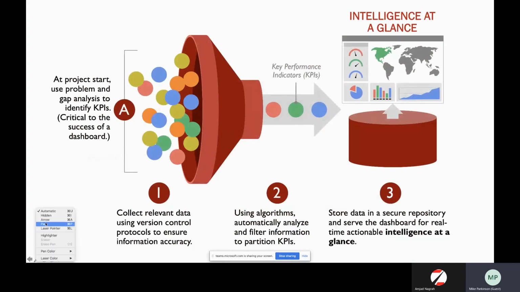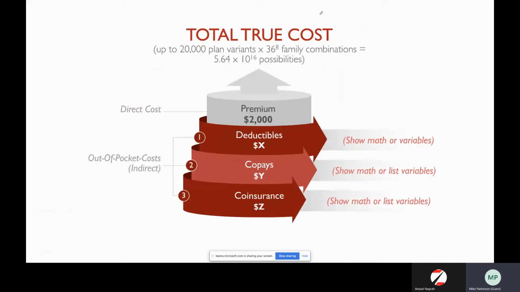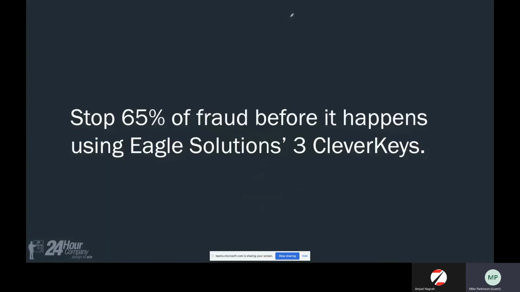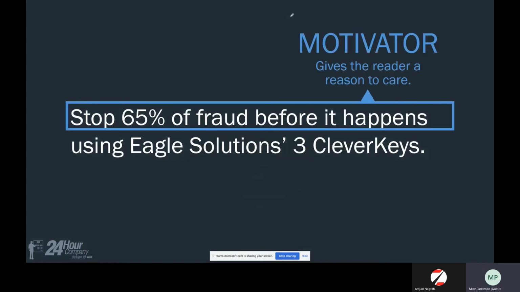So if I turn on my pen here, this is a motivator. Hey, do you want intelligence at a glance? I totally do. Then you need to pay attention to this. Would you like to know the total true cost? Why, yes, I would. Then you would pay attention to this. So the message should be broken up into two parts. A motivator, a reason for your audience to care.